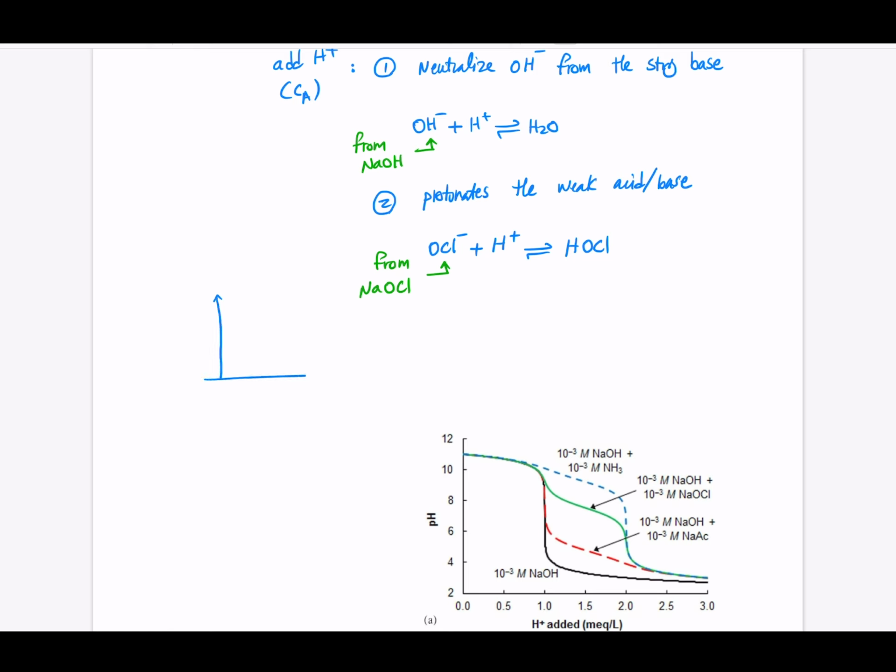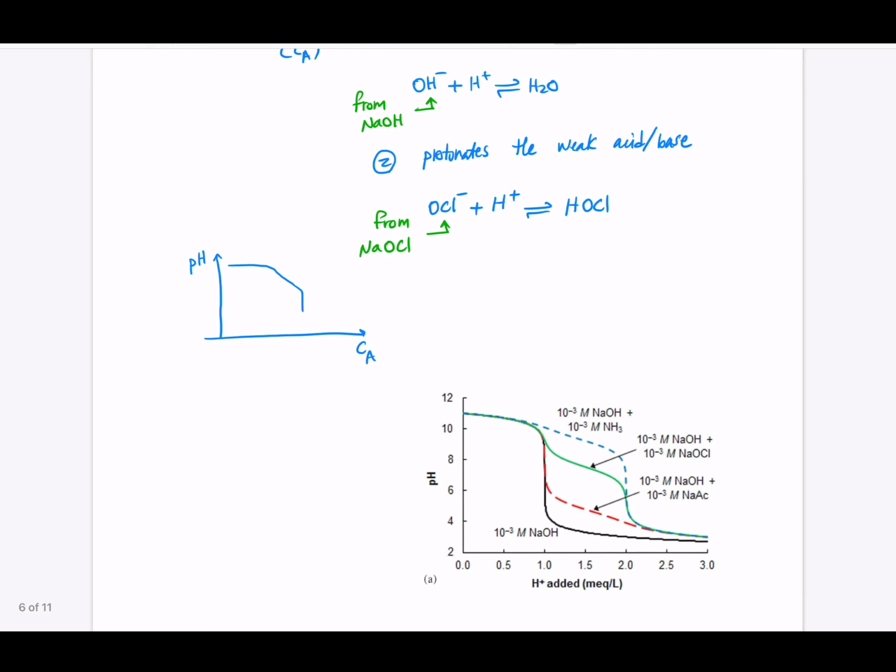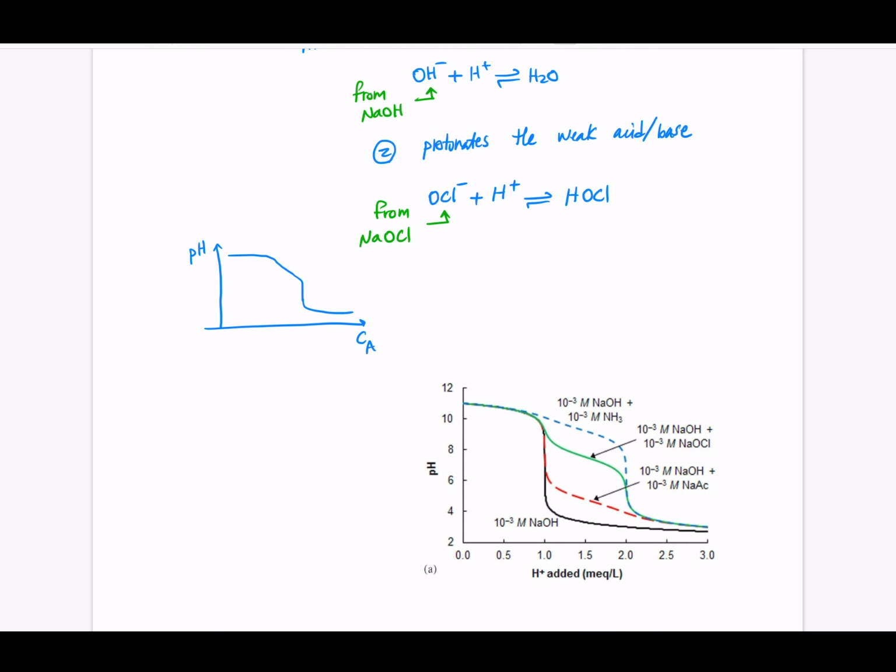So if we have the pH of the system as a function of acid added, which includes both, then we're expecting something like this. The first delay, then the second delay, then the sharp decrease. So it would be something like this. First delay, and then this is basically a sharp drop.